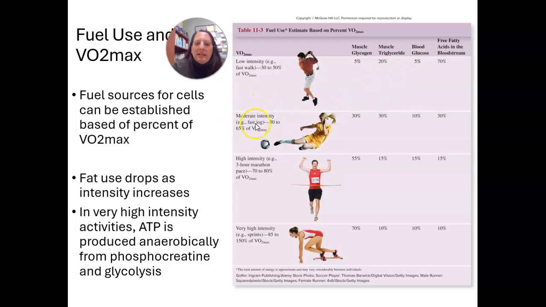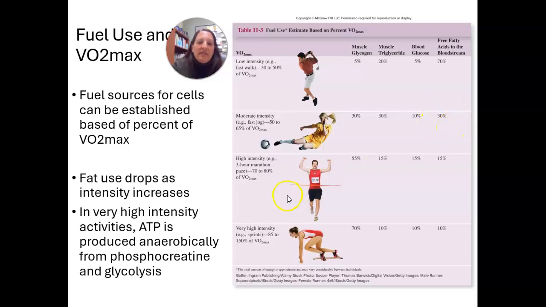As you increase intensity, so fast jog, or in this case, playing soccer, which could be high intensity as well, your VO2 max will increase from 30 to 50 to 50 to 65%. And there will be a shift in what you're using. So again, you're going to be using more muscle glycogen, more blood glucose than you were, and maybe more muscle triglycerides and a lower number of free fatty acids from the blood.